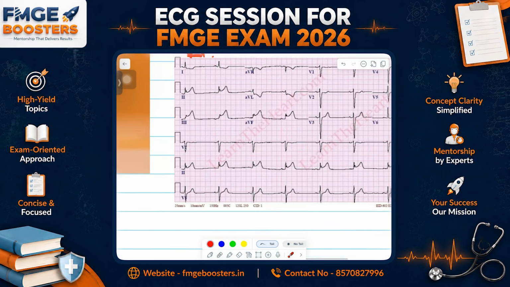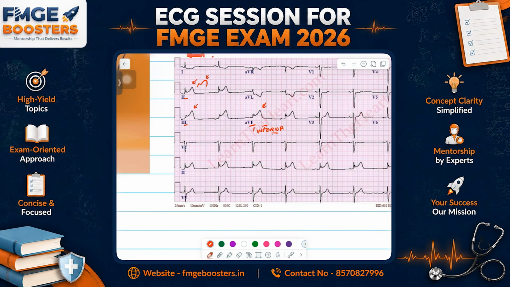Now let's see 2, 3 and AVF. Do you see the Padre sign here, guys? I told you about the Padre sign. Padre sign is convexity, right? Do you see the convexity here? You can see the convexity here in 2, 3 and AVF. I told you if it is 2, 3 and AVF, it means inferior.